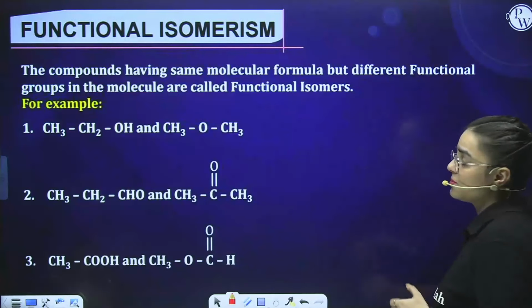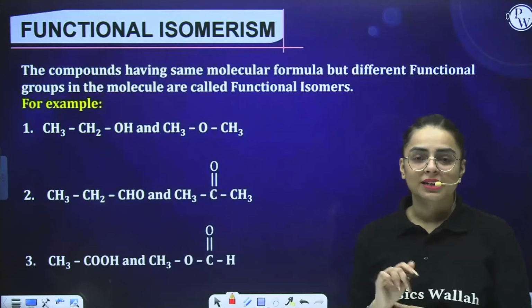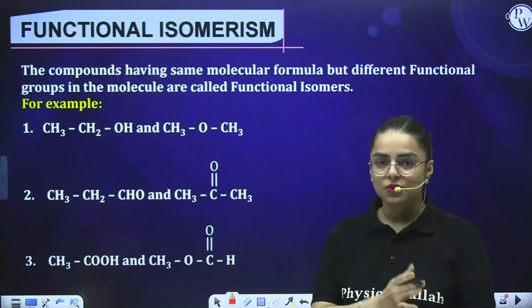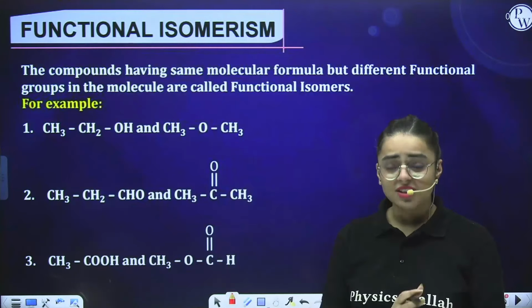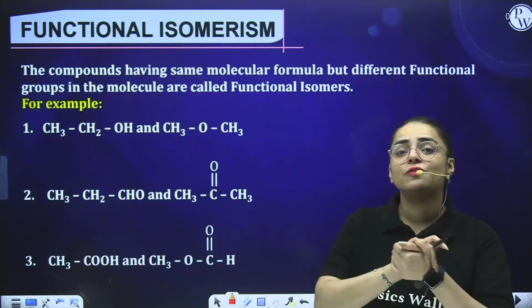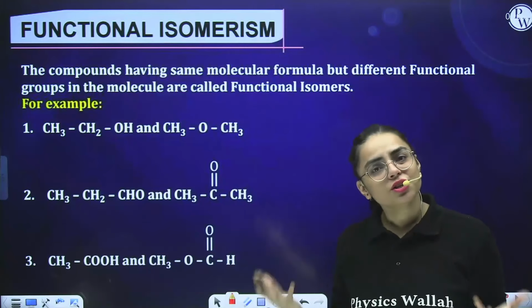The next one is functional isomerism. Now, what do you mean by functional isomerism? We have seen when there is a difference in the chain, it is chain isomerism. When there is a difference in the position, it is positional isomerism. Now, when there is a difference in the functional group, it is referred to as functional isomerism.